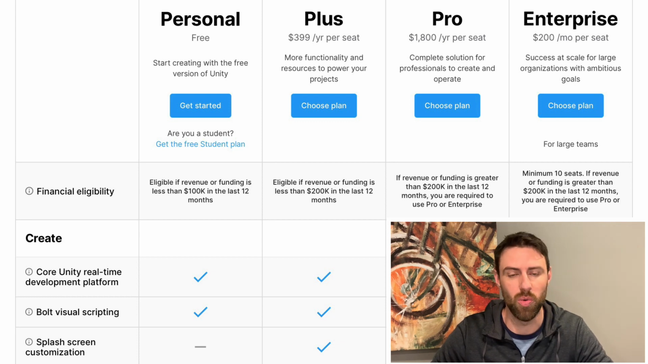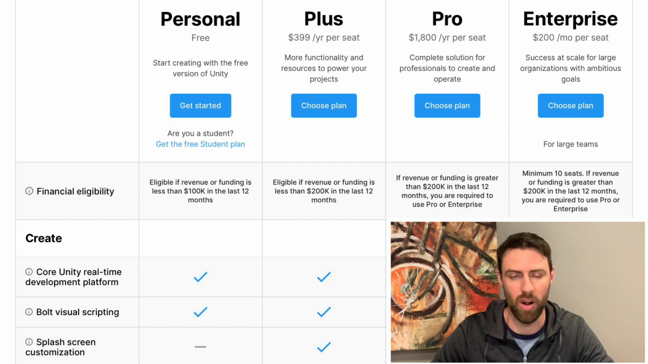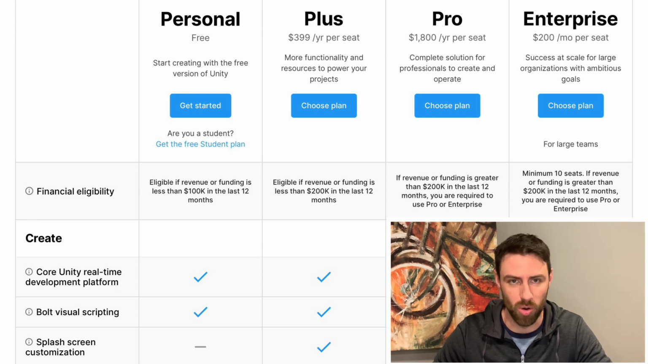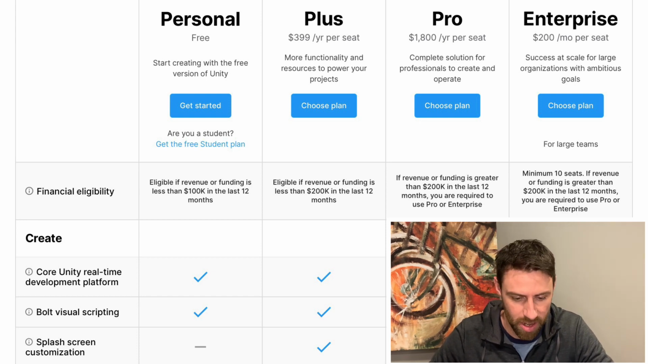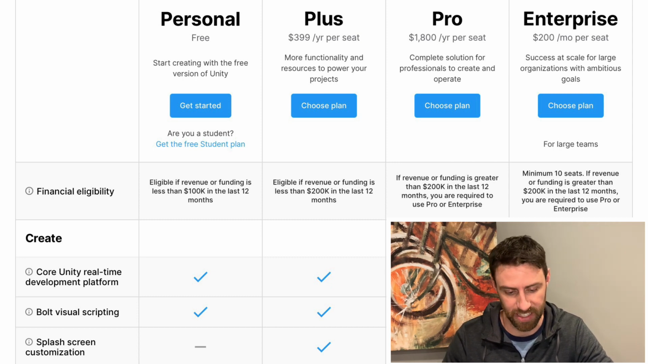And then if it's over $200,000 a year, you have to upgrade to a pro or an enterprise solution, which ranges from $1,800 to $200 a month or $2,400 a year per seat. And for the enterprise, a minimum of 10 seats you're purchasing.